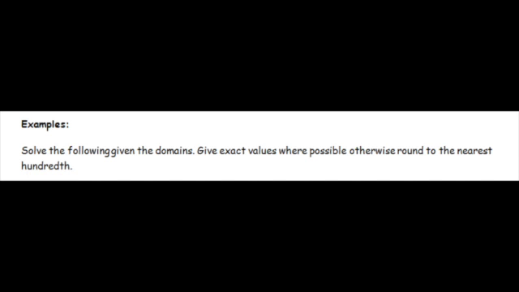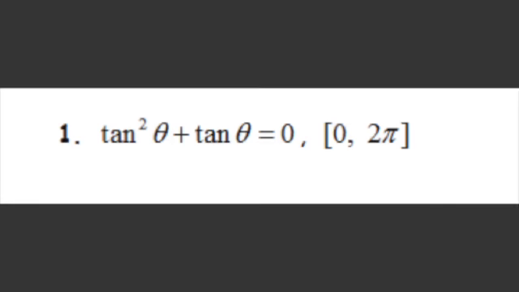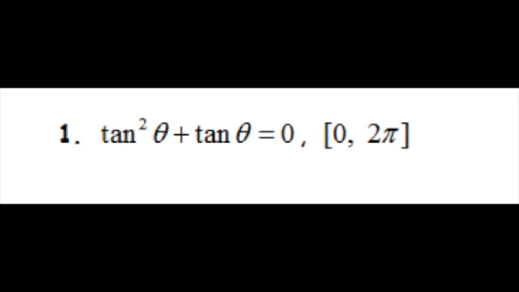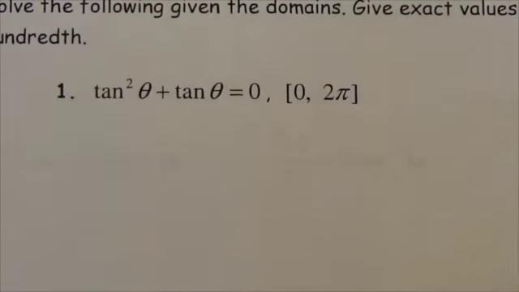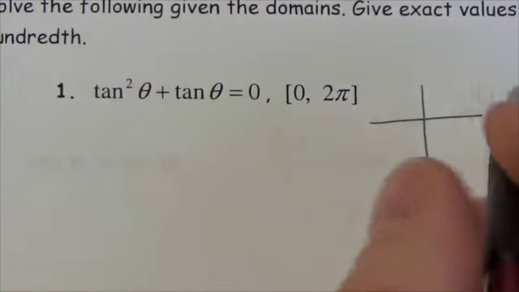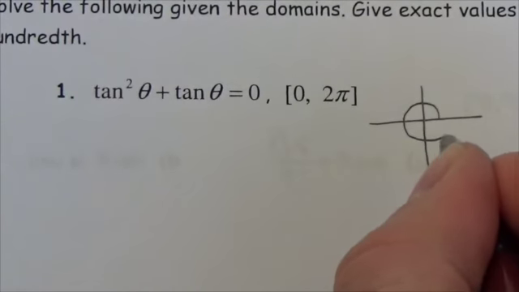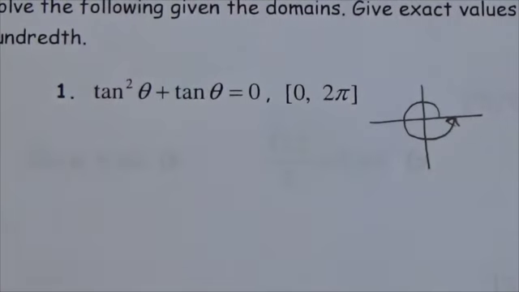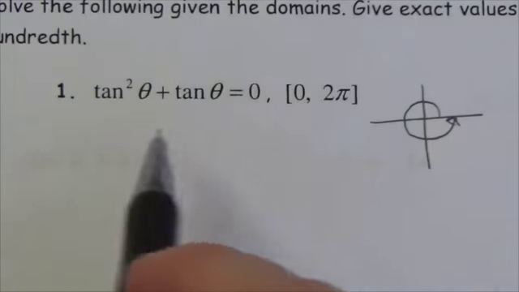Solve the following given the domains. Give exact values where possible, otherwise round to the nearest hundredth. Tangent of theta squared plus tangent of theta equals 0, where theta is between 0 and 2 pi. So for this equation, just like we've done a bunch of times before, the first thing we're going to do is take a quick look at that domain. This is telling me to solve this between 0 and 2 pi, so that's a good complete rotation in the positive direction. We're in radians, obviously.